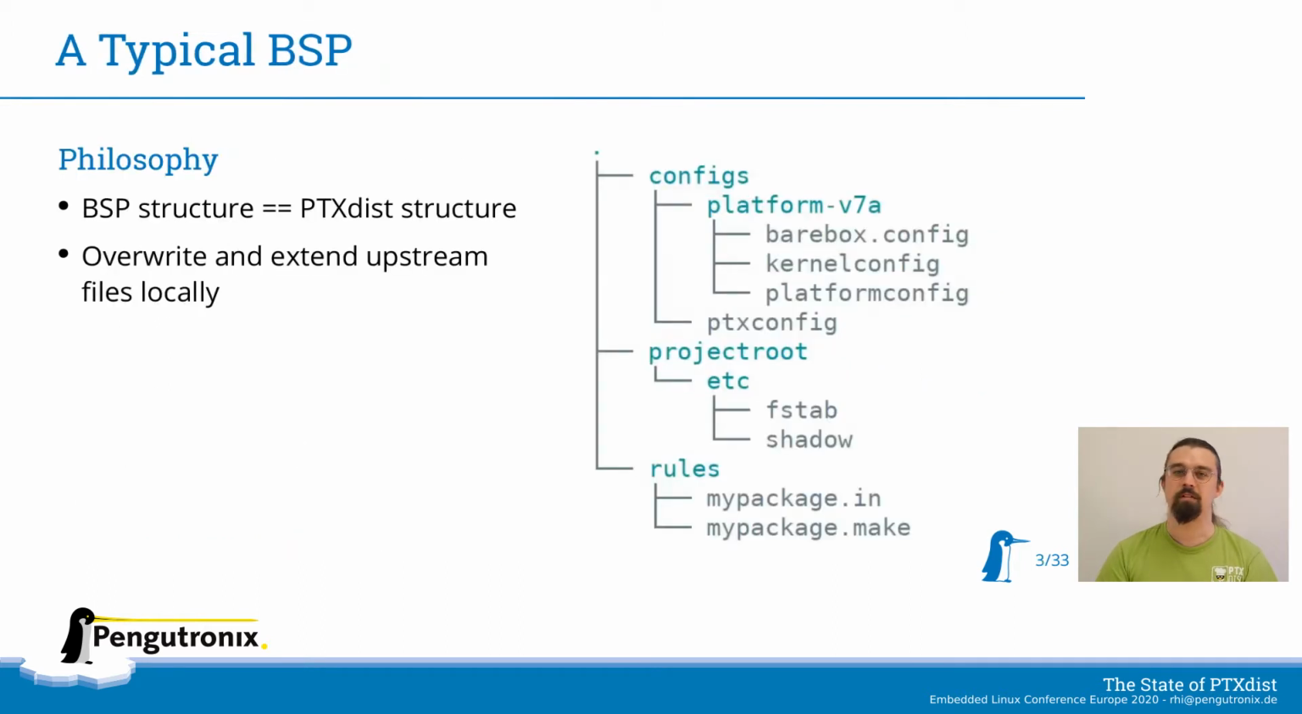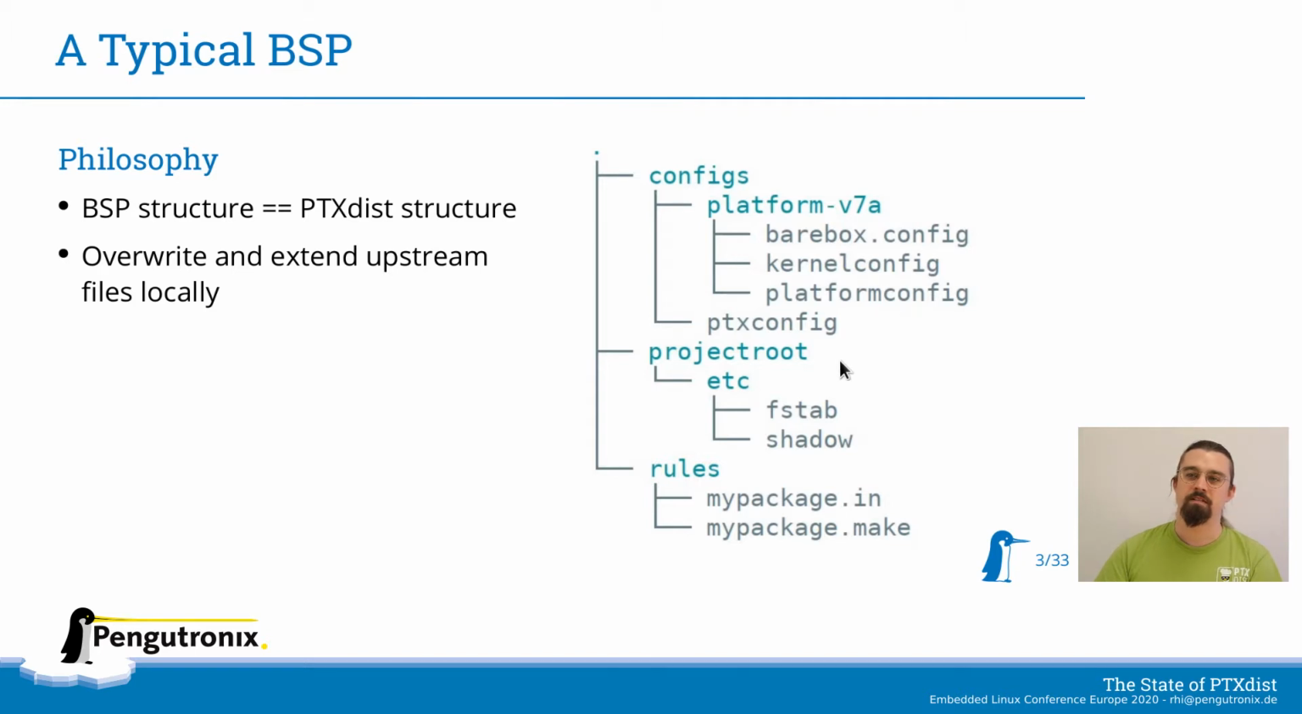Let's have a look at a typical BSP. First, you have this folder structure, which is quite usual. You have some configs in your configs folder. For example, the PTXconfig contains all the software that you want to build in your image. And then we have a platform config that defines the hardware you're using, and the kernel config. Yeah, this is basically the config file for the kernel. And in this case, we're also having a barebox configuration, which configures the bootloader, which we're using in this case.